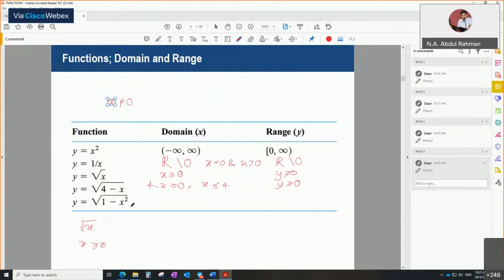And then we have square root of 1 minus x squared. Last one, maybe a bit tricky for you. The first fact is that 1 minus x squared must be greater than or equal to 0.